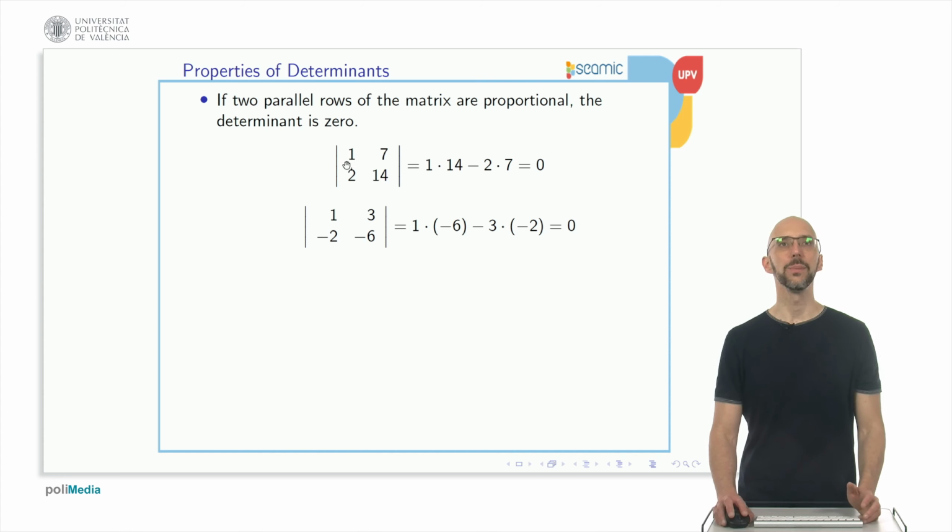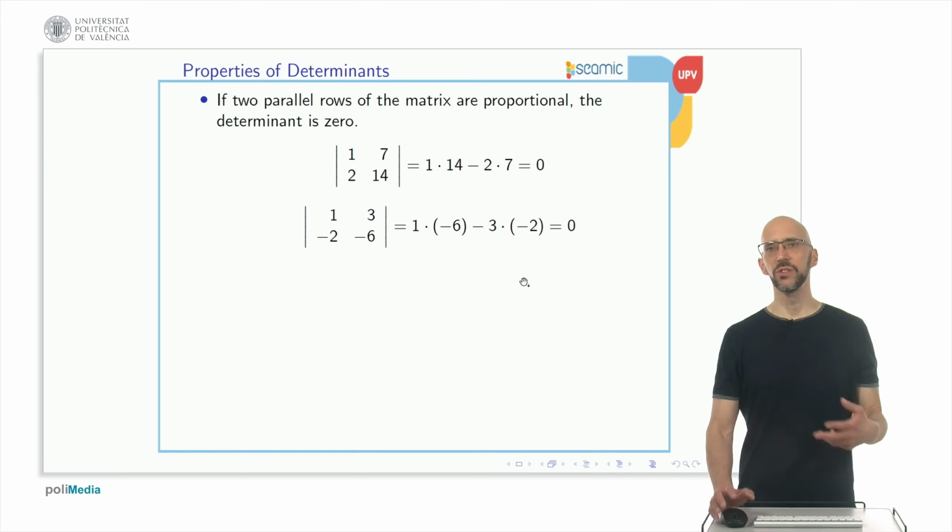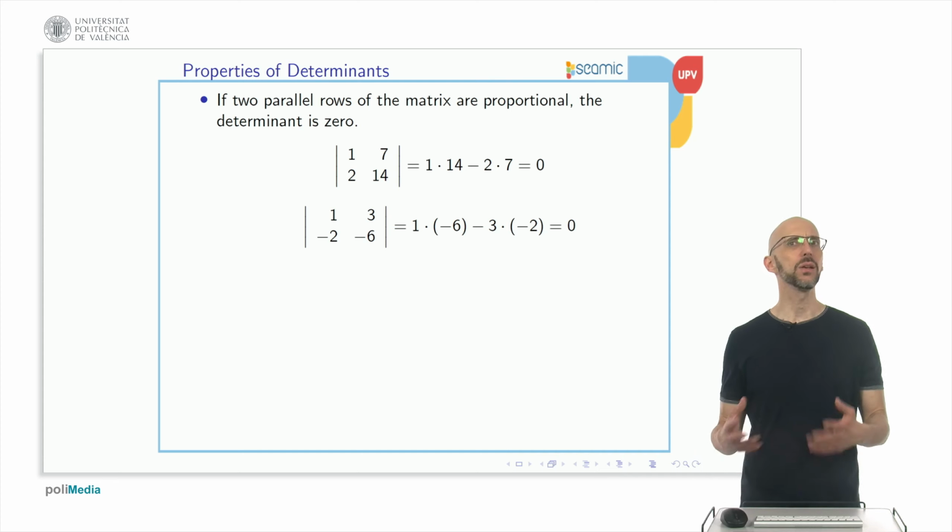If you multiply the first one times 2, then it's just 2, 14. So the second row is proportional to the first one. So this is going to be 0. In the second case, for example, 1, 3, negative 2, negative 6. This second row is the first one multiplied by negative 2. So it's going to be 0 again, okay? Sometimes we don't find out this easily, but it's a very good property.